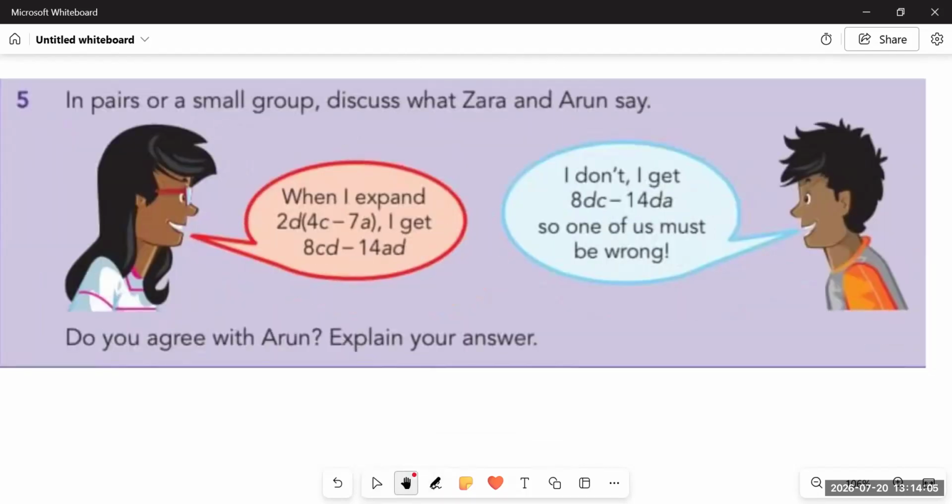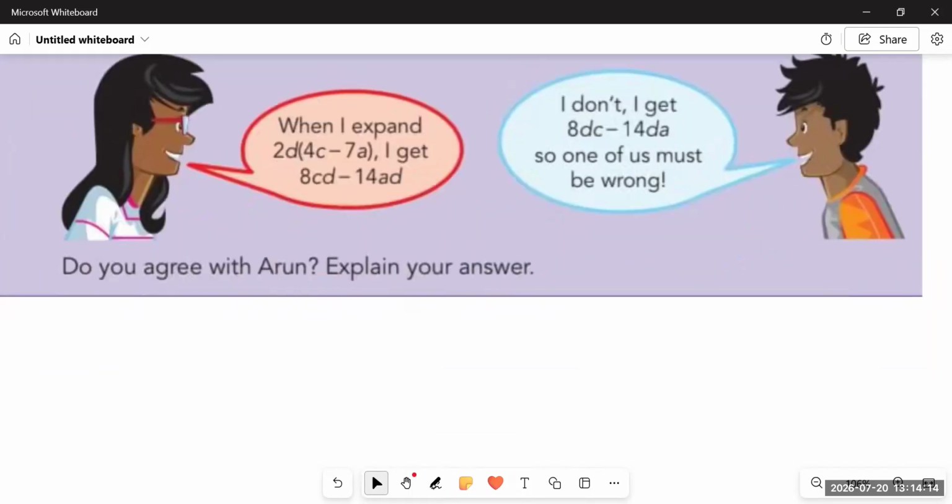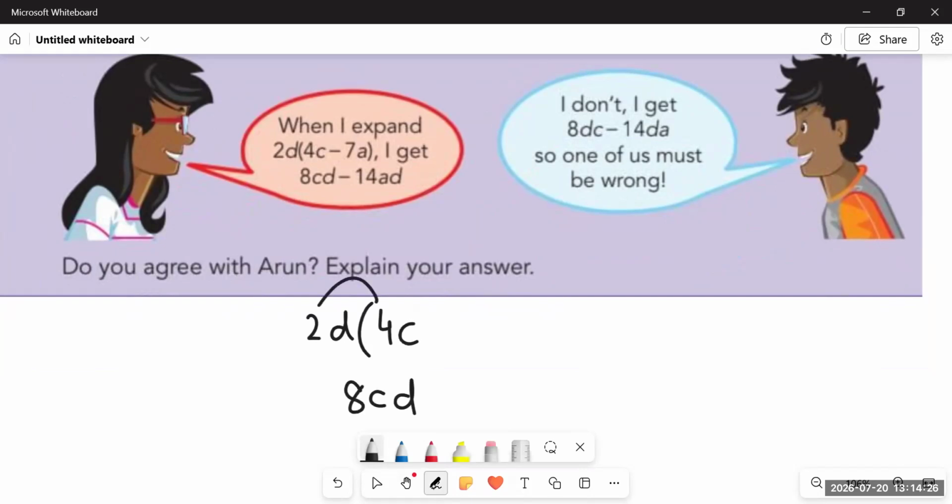Now, in question number 5, it says in pairs or small group, discuss what Zara and Arun say. Zara says, when I expand 2d bracket 4c minus 7a, I get 8cd minus 14ad. Okay, let's check if Zara is correct or not. 2d into 4c. 2 4s are 8. d multiplied by c is cd. Correct. And then we have minus sign.